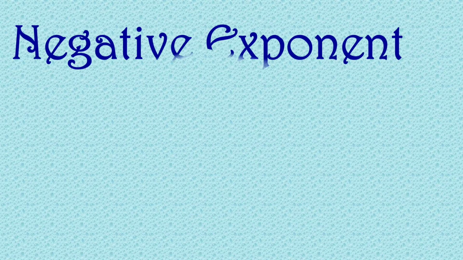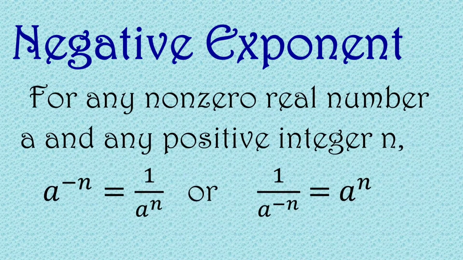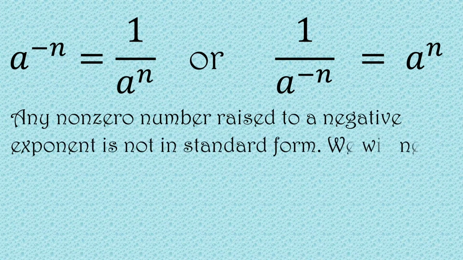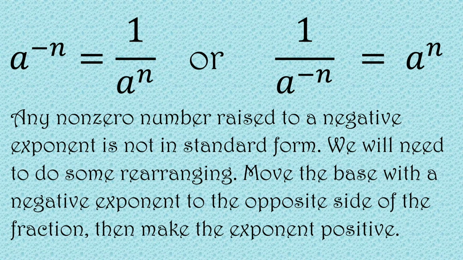And last, so negative exponent. For any non-zero real number a and any positive integer n, a raised to negative n is equals to 1 over a raised to n, or 1 over a raised to negative n is equals to a raised to n. So any non-zero number raised to a negative exponent is not in standard form. We will need to do some rearranging. So move the base with the negative exponent to the opposite side of the fraction, then make the exponent positive.